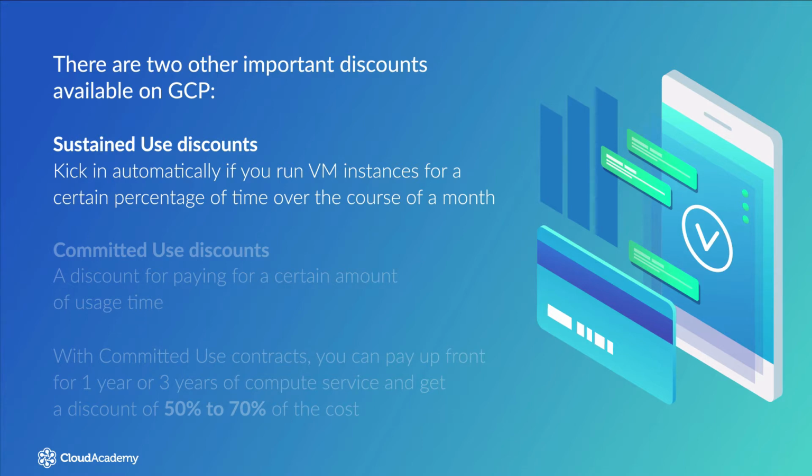Now, I'm using a little bit imprecise language. These are kind of rough amounts because the exact discount varies a lot by instance type. But in general, the more you run your instances, the bigger the discount. Sustained use discounts are really great because you don't have to think about them at all. They apply to custom machine types as well, and they kick in automatically.